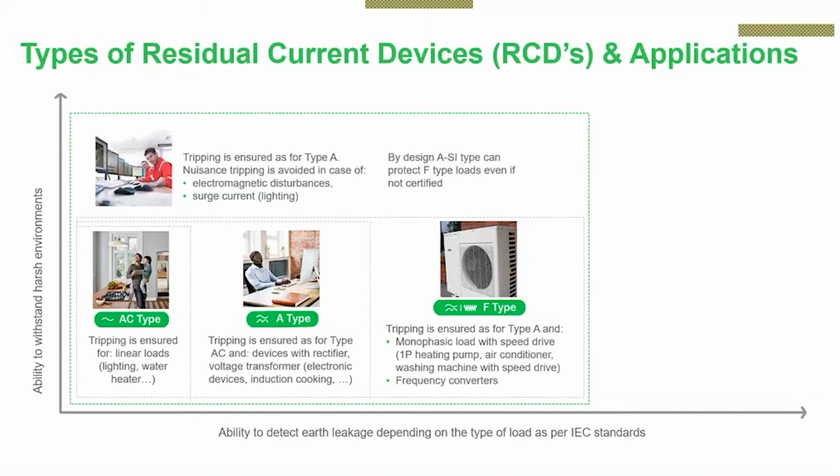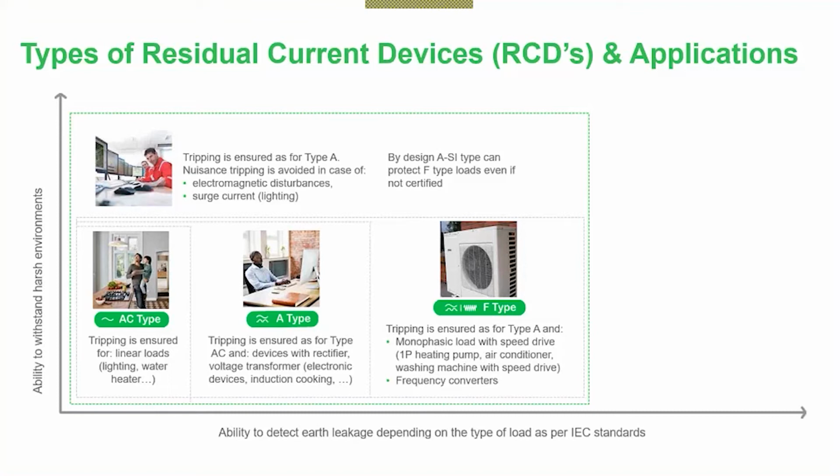Schneider has what we call a Type A SI. Now Schneider's range of Type A SI RCCBs are able by design to detect the same combinations of earth leakage currents as a Type F. There are also some advanced features built into our Type A SIs, and we like to recommend them for locations where continuity of service is important. So anywhere where a customer has experienced nuisance tripping, we would immediately advise them to adopt the use of a Type A SI.